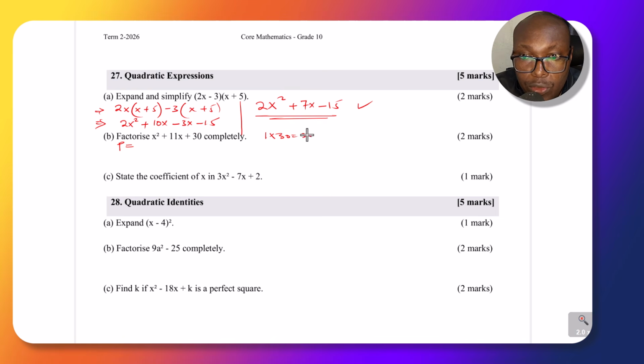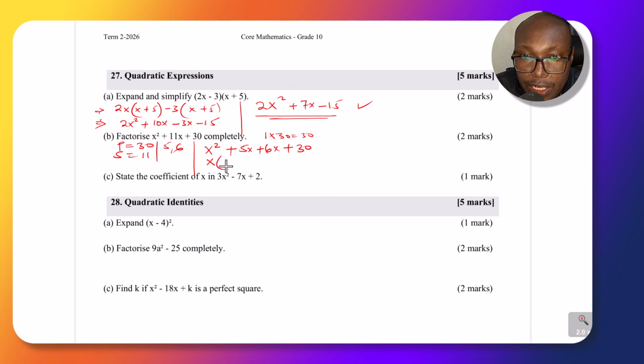So look for two numbers whose product is 30. And the sum should be the coefficient of x. The coefficient of x is positive 11. So these numbers are 5 and 6. You add them, you get 11. Multiply them, you get 30. After that, take x squared plus 11x, and write 11x using 5 and 6. So 11x will be 5x plus 6x plus 30.